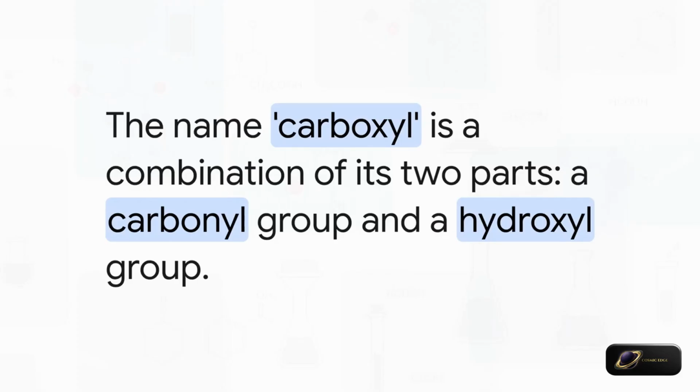And you know, the name itself is kind of like a recipe. Carboxyl is just a mashup of its two key parts, a carbonyl group, which is a carbon double bonded to an oxygen, and a hydroxyl group, an oxygen bonded to a hydrogen. You stick them both on the same carbon atom, and bam, you've got a carboxyl group.